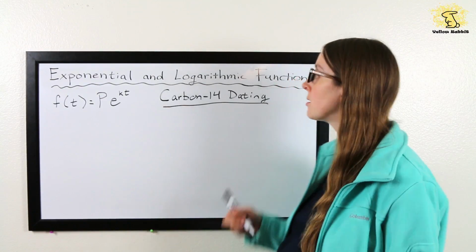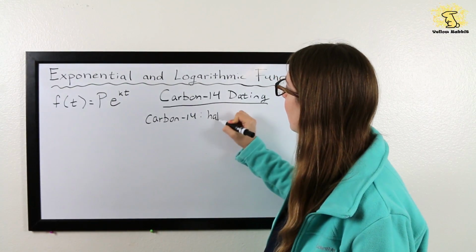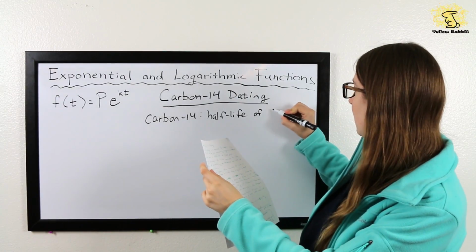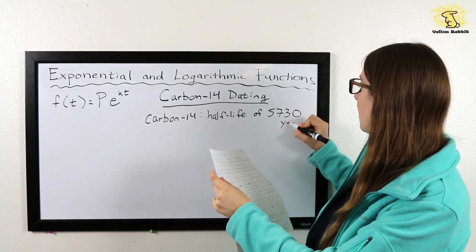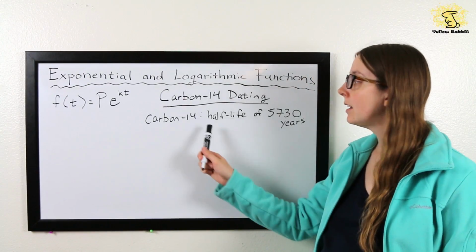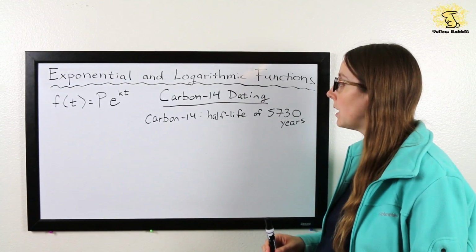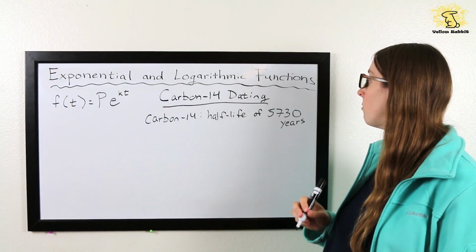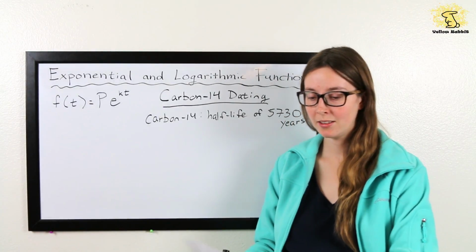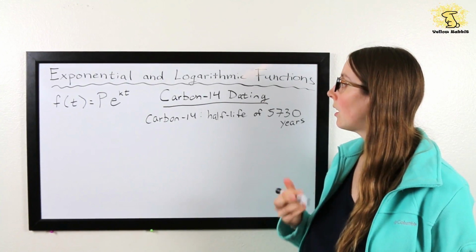Why is this the case? This is because carbon-14 has a half-life of 5,730 years. What does this mean? So the half-life is the amount of time it takes for the amount of a particular chemical or substance to decay to half of its original amount. So if we started with 1 gram of carbon-14 and we waited 5,730 years, we would be left with only half of a gram. So using this will help us form our particular problems.